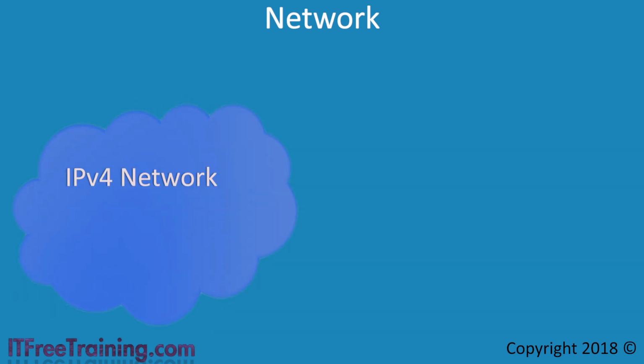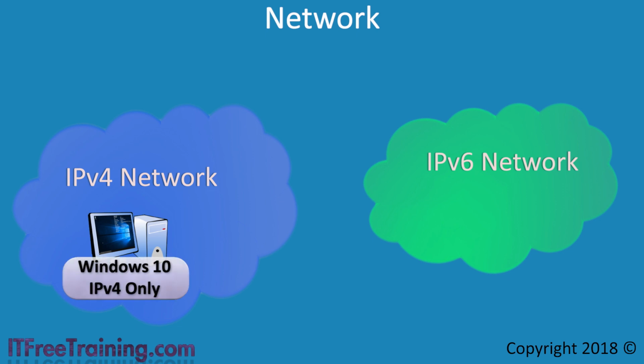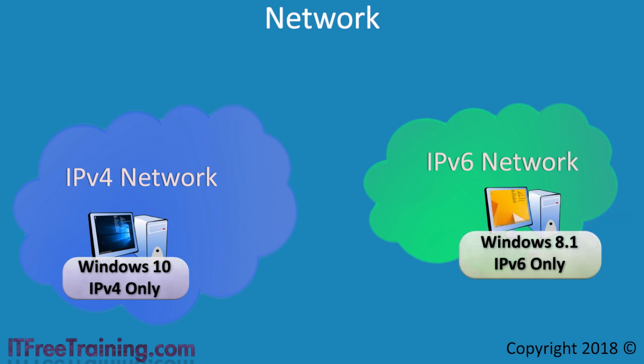Here I have an IP4 network and an IP6 network. On the IP4 network, I have a Windows 10 computer running only the IP4 protocol. On the IP6 network, I have a Windows 8.1 computer running the IP6 protocol only. You can see the challenge now is to allow both computers to communicate with each other. I could have used Windows 10 on both computers, however, using different operating systems I think makes it easier to follow during the video which side of the network I'm referring to.